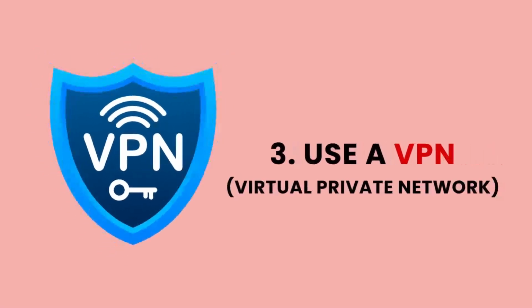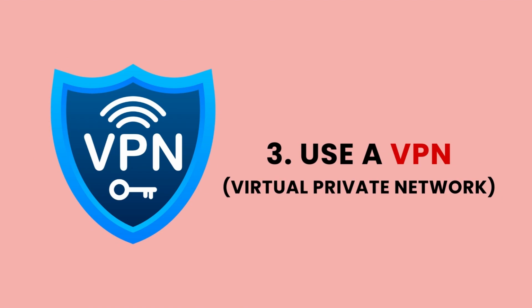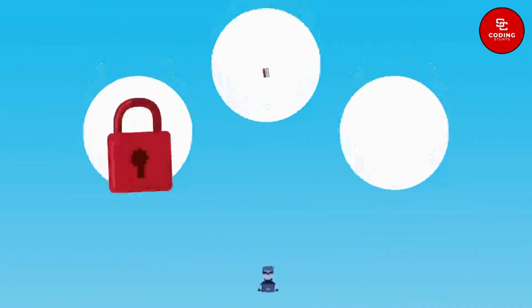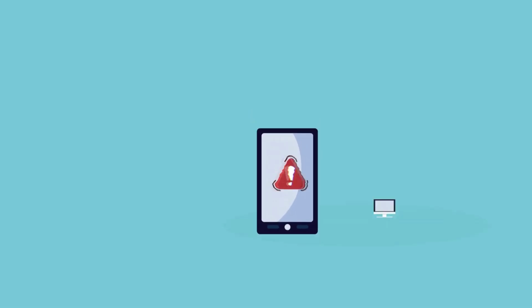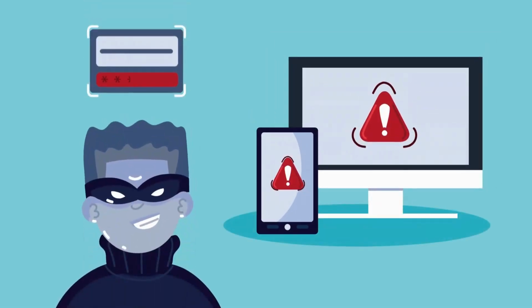Number 3. Use a VPN, that is Virtual Private Network. A VPN helps prevent attackers from intercepting traffic, making it more difficult for the hacker to steal session IDs.